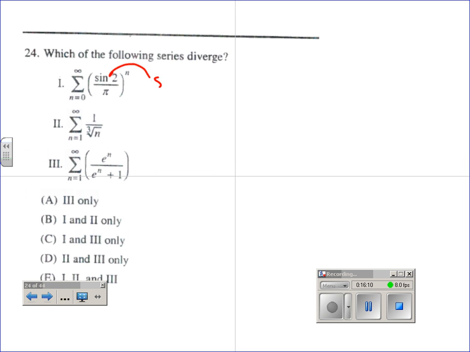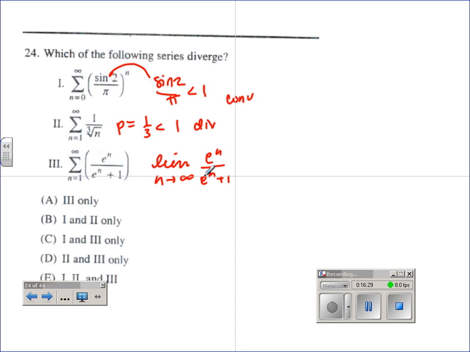This is geometric. Sine of 2 over pi is less than 1 because this is between 1 and negative 1, and that's 3.14. Here p equals 1/3, that's less than 1, so this diverges. This is, if you take the limit as n goes to infinity, hopefully you see this is the same power. On a to the n, even the n is going to grow at the same rate, you get 1. This is not 0, so this is the nth term test for divergence. And so 2 and 3 both diverge, which is D.